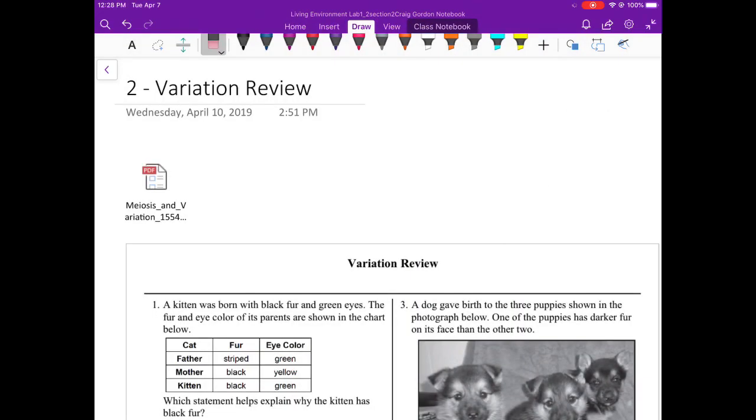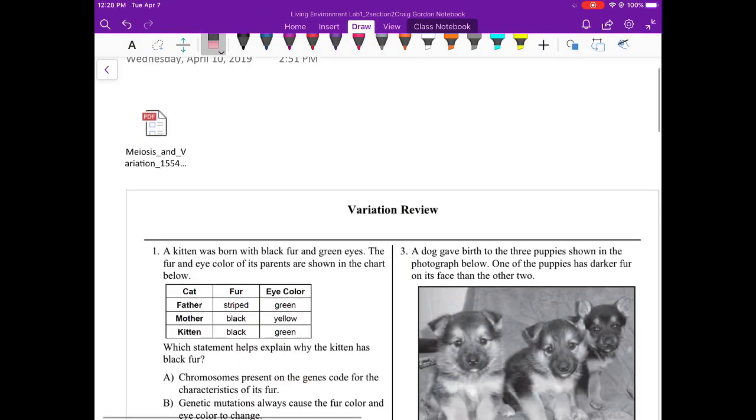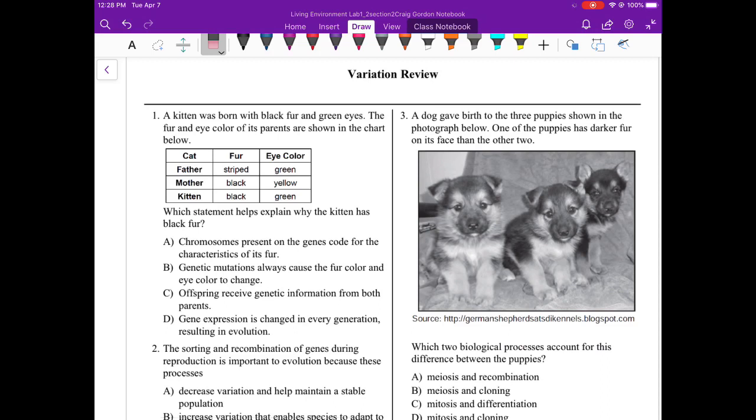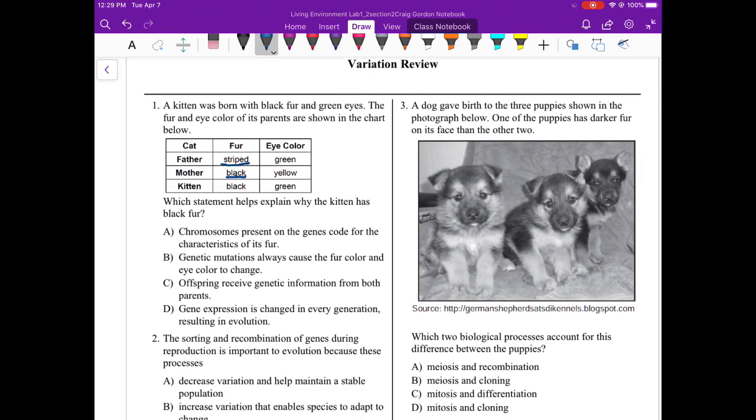All right, last worksheet. This is the variation review. Let's take a look. We have here number one. You have a kitten born with black fur and green eyes. The fur and eye color of his parents are shown. So if you look, the fur color of the mom is black. The fur color of the father is striped. And it's asking, why does the kitten have black fur?